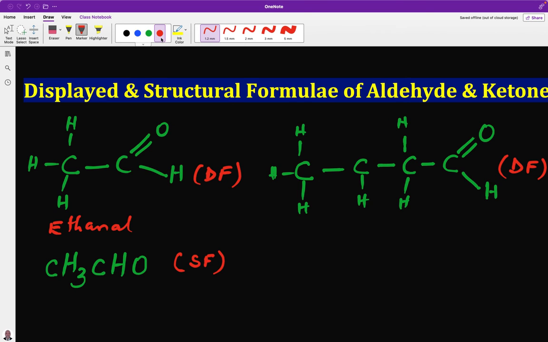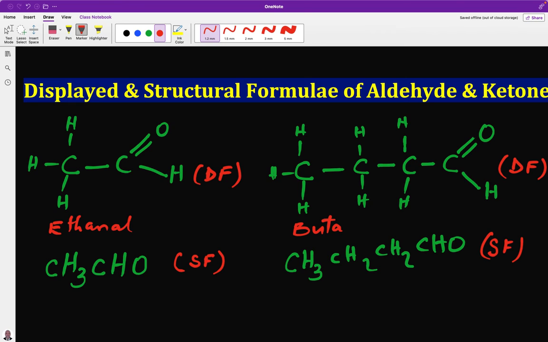Now, let's go to the structural formula. The structural formula will be CH3CH2CH2CHO, and this is the structural formula, SF, and the name we call this is butanol.